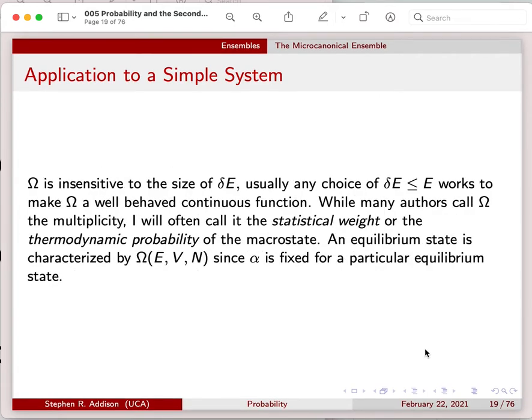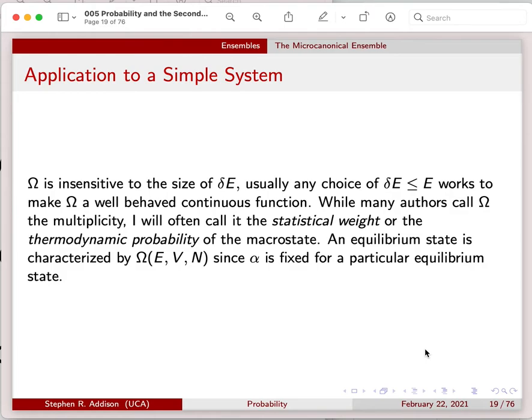So it turns out that this quantity omega is actually insensitive to the size of delta E, and so any choice less than or equal to the actual energy makes omega a nice, well-behaved function.